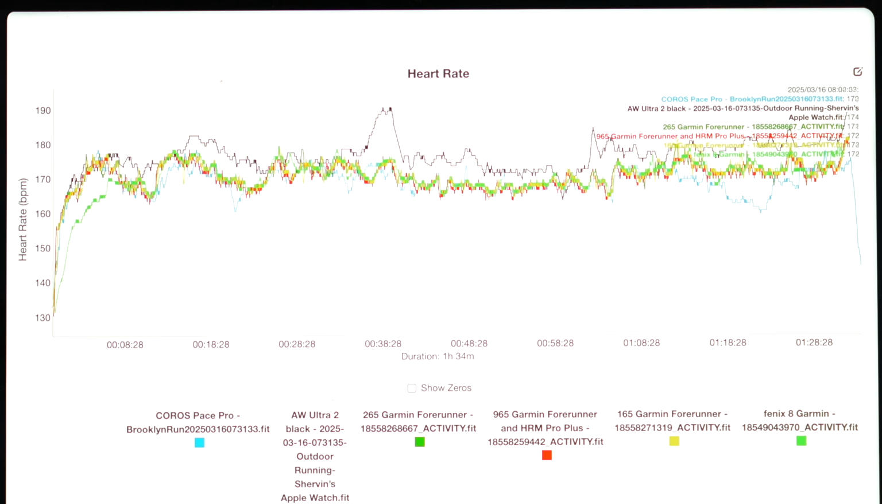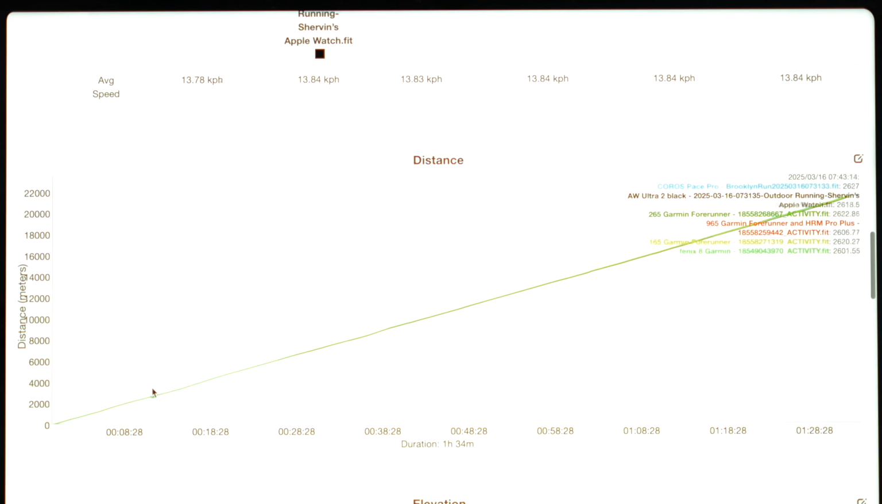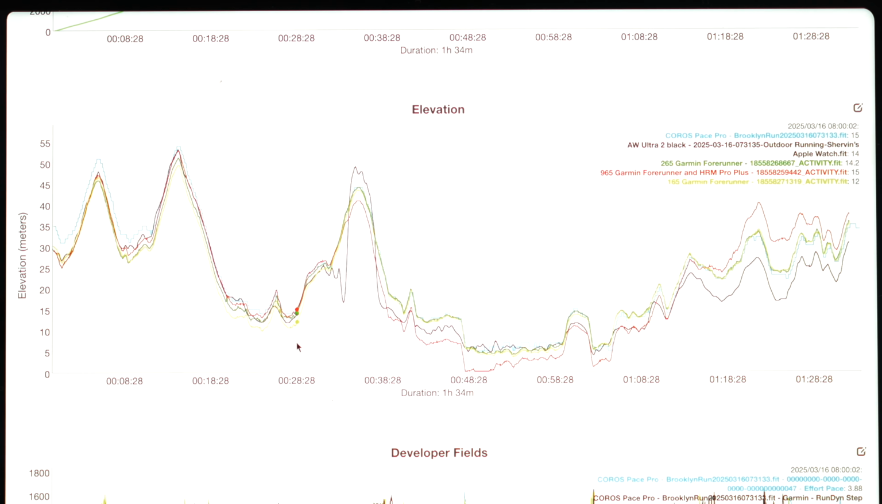But I think the Apple Watch Ultra 2 with this band, I wouldn't run a marathon if you want to get good data with this band. I'd try a different band. Cadence, we can see this data here. Speed, you can kind of see the graphs here. You can dive into detail, the distance, elevation. You can see for the most part, they're relatively close, but there were some discrepancies in terms of the baseline values.